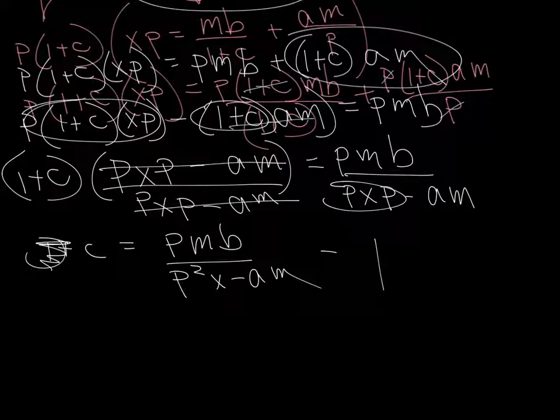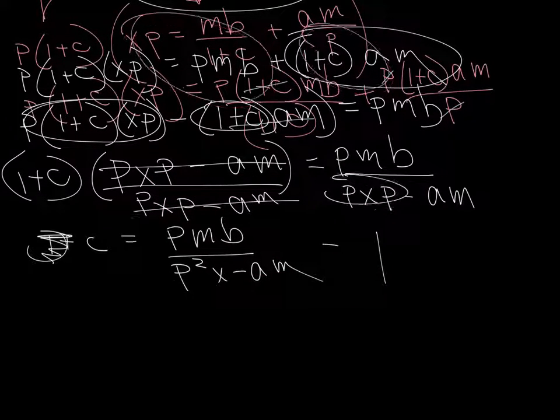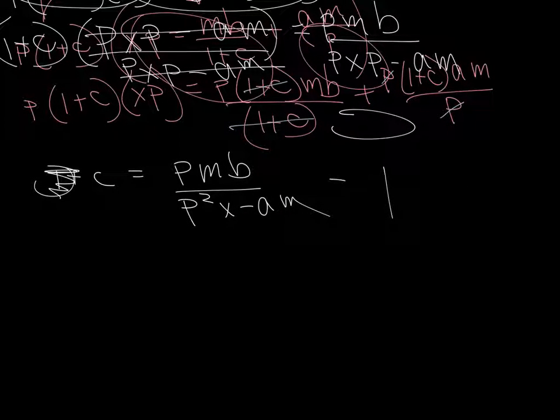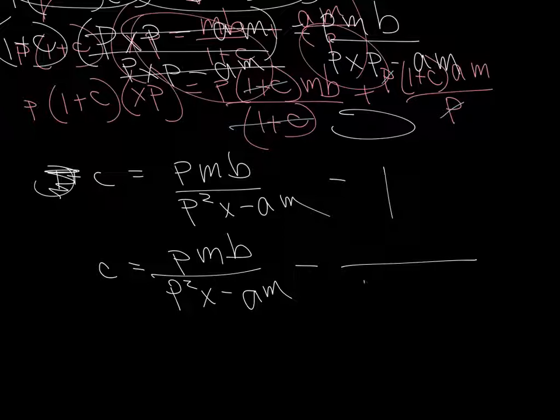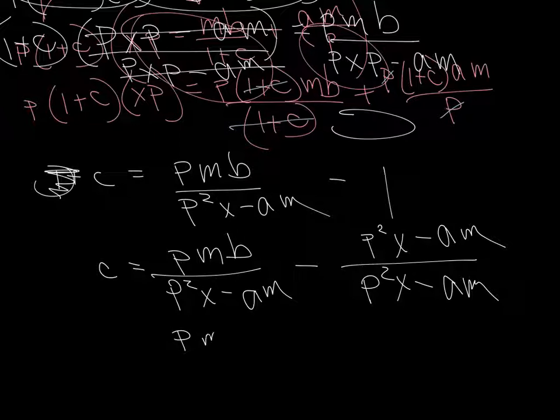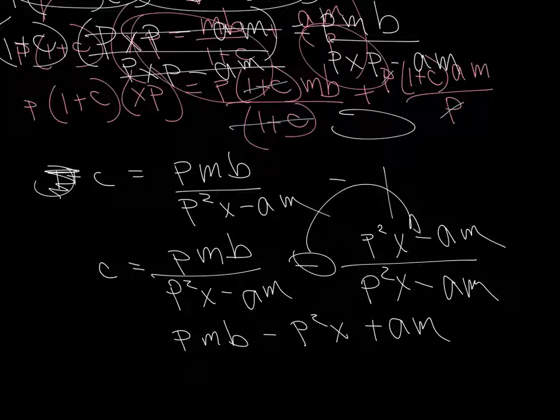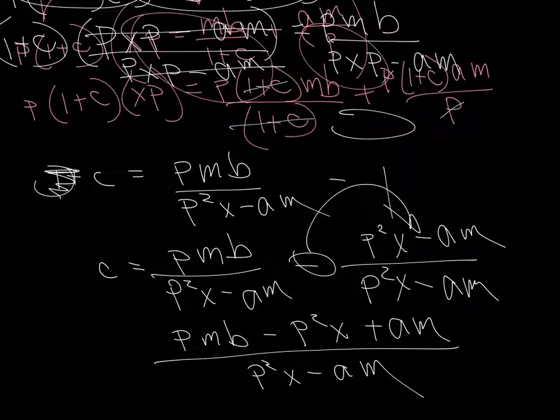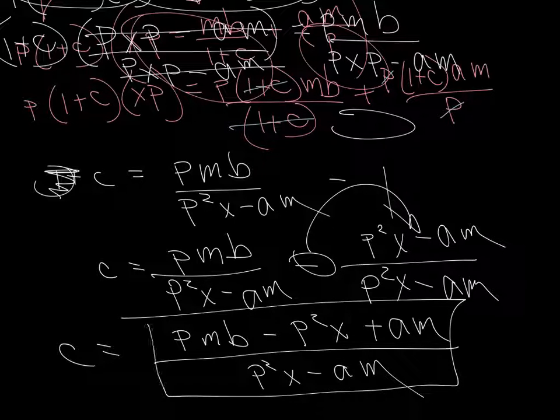Now, one of the things you could do is we could combine this with this by moving stuff out of the way and find common denominators here, and the common denominator is P squared X minus AM, and since it's a 1 it would be that over itself, which gives me PMB minus P squared X plus AM, because that negative is applying to that, making it a positive. Okay, and that ends up being what your C equals.